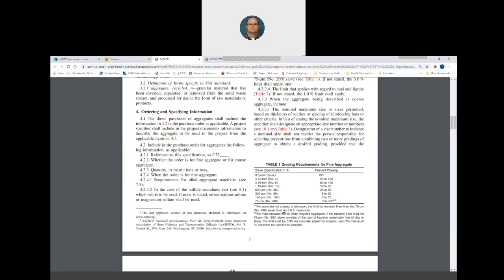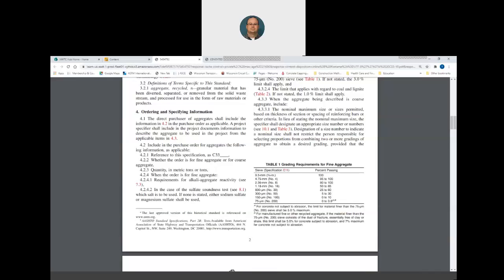A and B. A, for concrete not subject to abrasion, the limit for material finer than the number 200 sieve shall be 5% maximum. Okay, where am I using it? So roadways, you're subject to abrasion. Concrete foundations, you're not subject to abrasion. So I could increase that to 5% if I was just using it for foundations because they're buried underneath the earth.